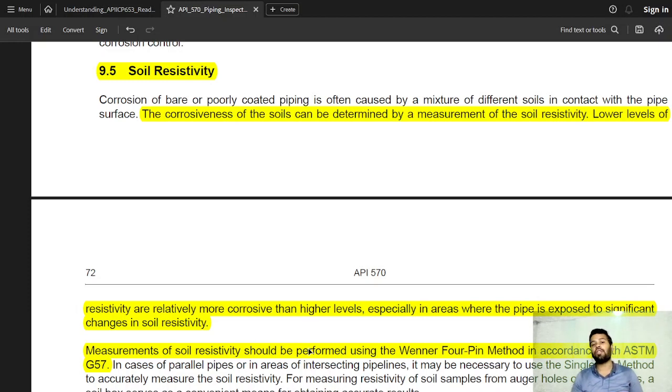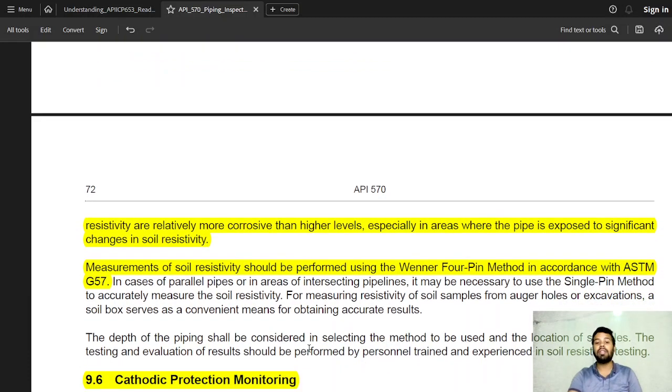The corrosiveness of the soil can be determined by measuring soil resistivity. Lower levels of resistivity are relatively more corrosive than higher levels, especially in the areas where pipe is exposed to significant changes in soil resistivity. The measurement of soil resistivity can be performed by using a Wenner 4-pin method in accordance with ASTM G57.